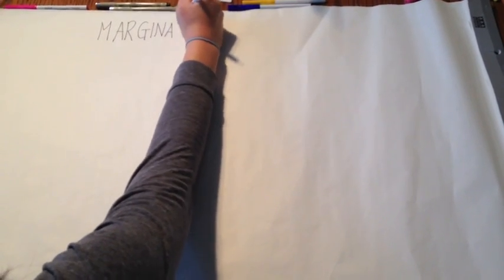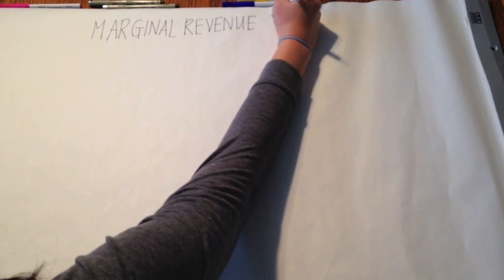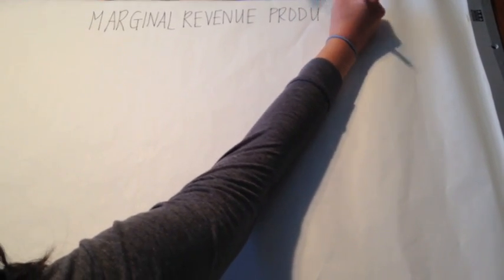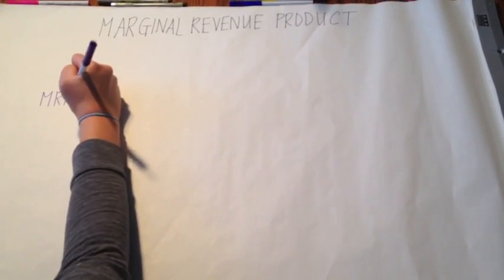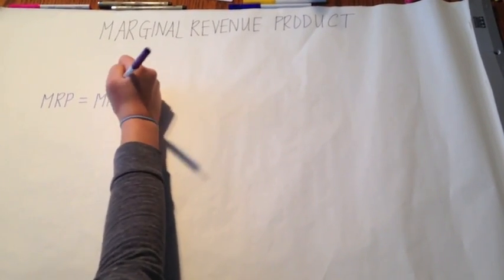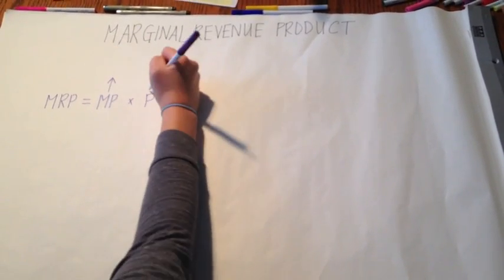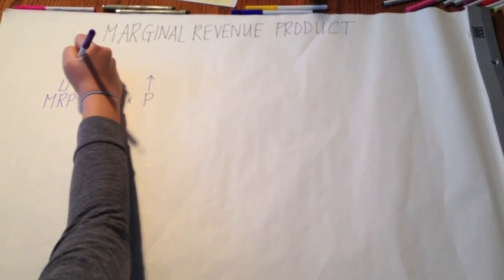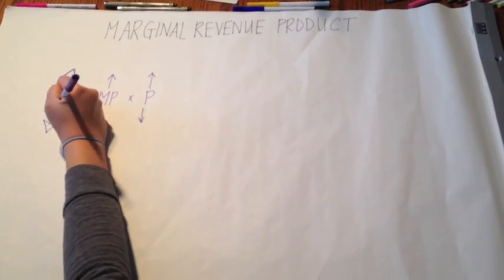Now we're going to talk about marginal revenue product, or MRP. MRP is the additional revenue a firm yields when another unit of input of labor is added. MRP can be solved by multiplying marginal product times price, or MP & P. If you increase MP or P, so will the marginal revenue product, and if you decrease MP and P, the MRP will decrease as well.